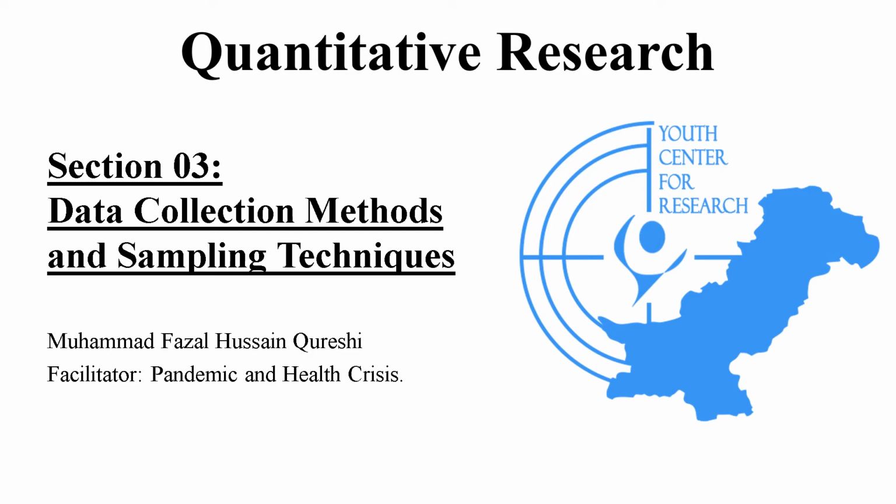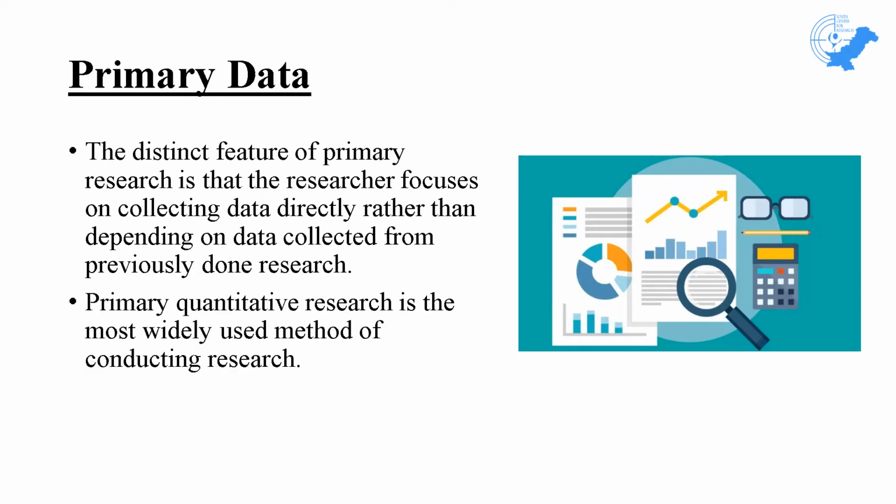Welcome back. In this section, we will be learning about data collection methods and sampling techniques. There are two types of data. First of all, let me define data. Data are characteristics or information, usually numerical, that are collected through observation. In a more technical sense, data is a set of values of qualitative or quantitative variables about one or more persons or objects. So there are two types of data, primary and secondary data.